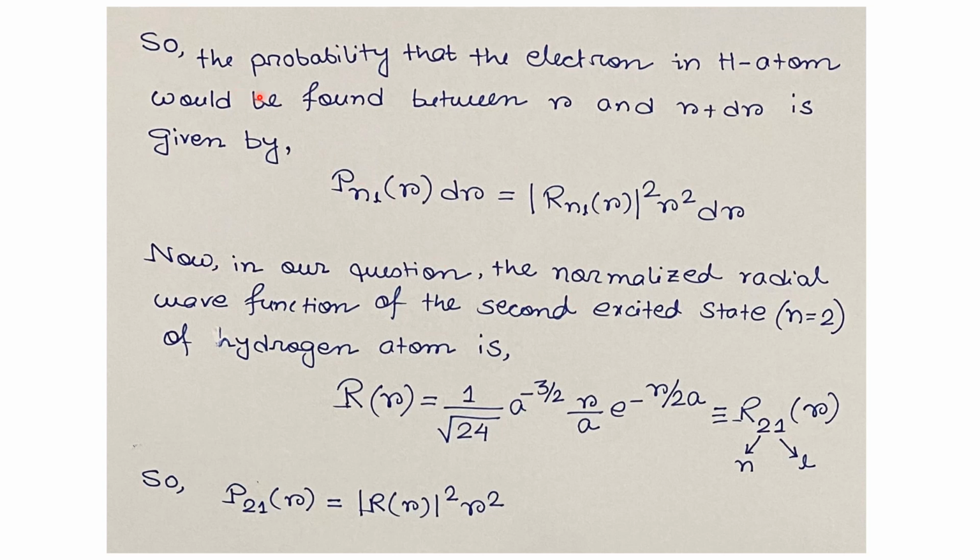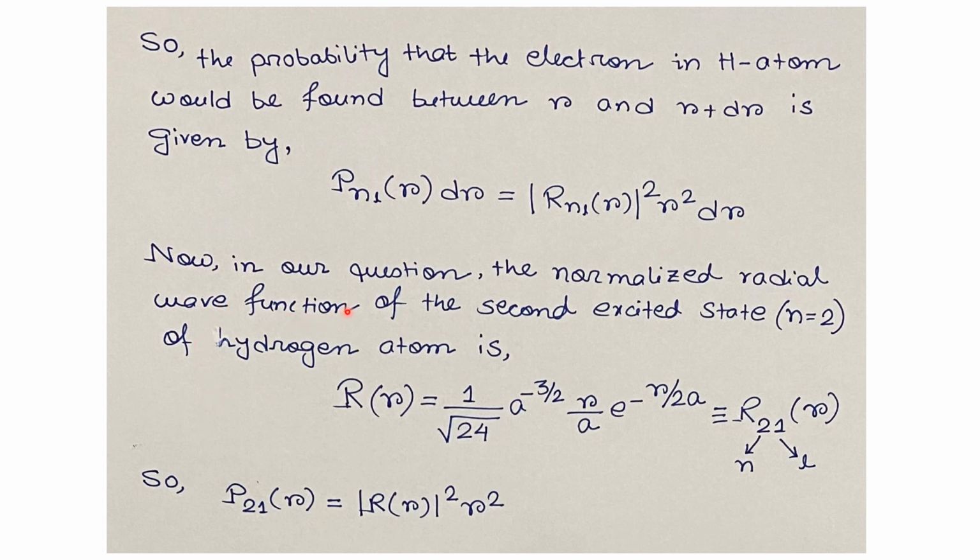So the probability that the electron in the hydrogen atom would be found between the radial distance r and r plus dr is given by the probability density function, P_nl(r), times dr, which equals |R_nl|², the radial part of the wave function, times r² times dr.